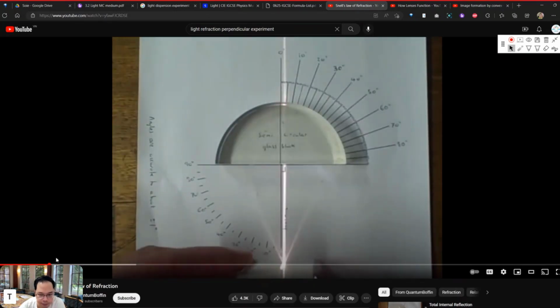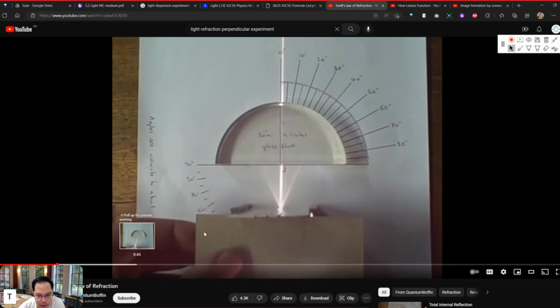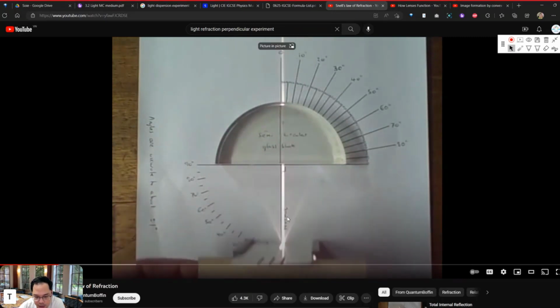Okay, here. When the light ray here is perpendicular to the boundary between the glass block and the air, the external surrounding in the air, we have a half circular block here. And when this light ray is perpendicular to this boundary, this surface, you see, it travels straight. The light ray goes straight without being bent, without refraction. Yeah. That's the interesting thing.